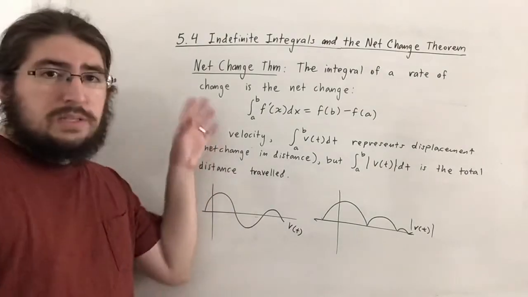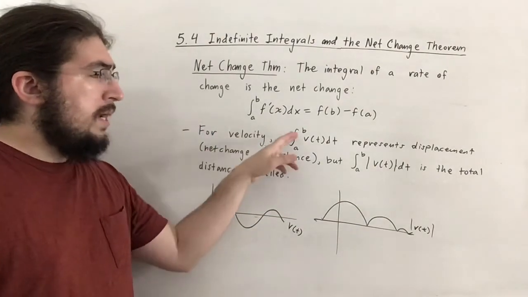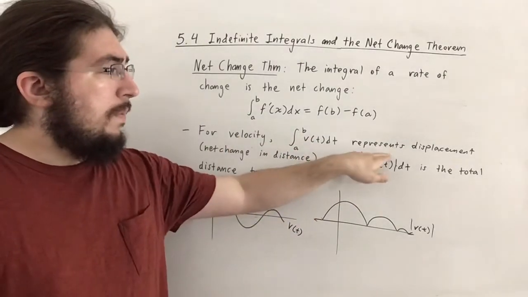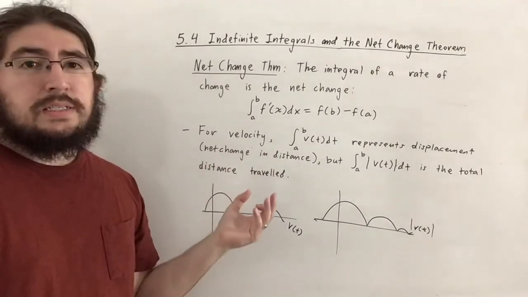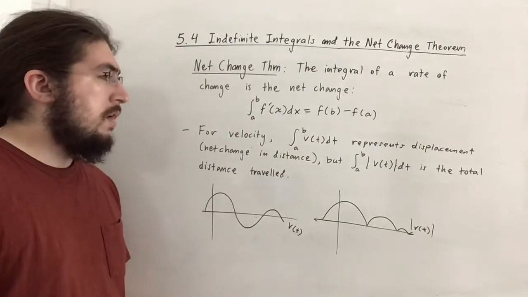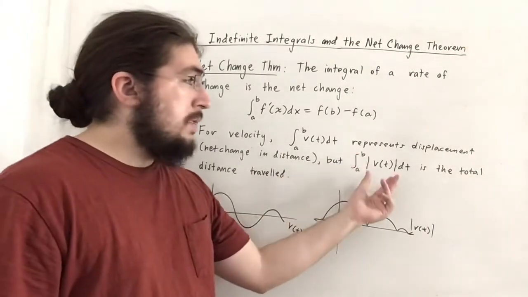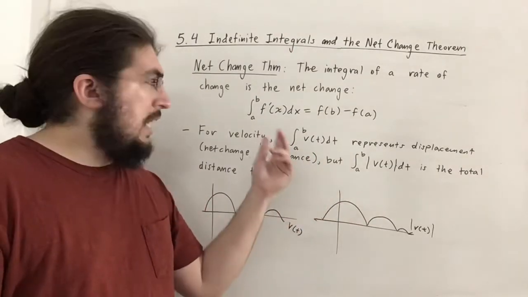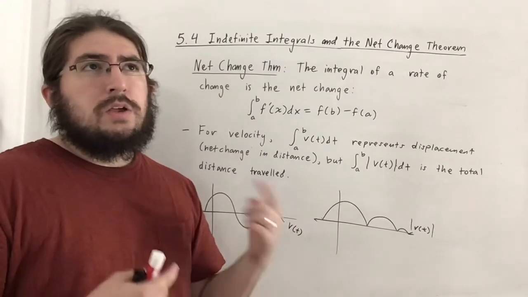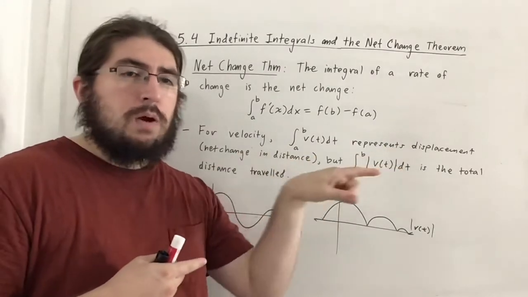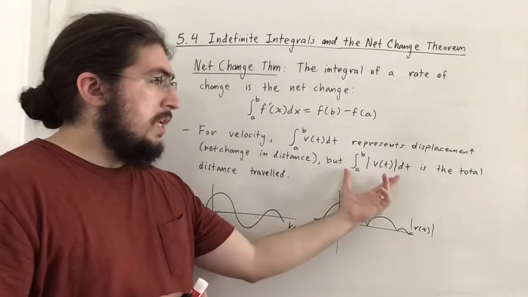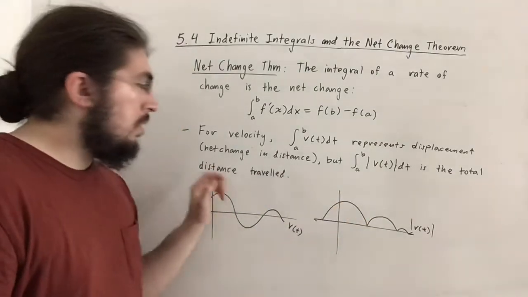Now for velocity, this is a very particular instance, the integral from a to b of v of t, where that's a velocity function of t, dt, represents displacement, which is net change in position. So this would literally be delta x if you are into physics and you've seen that before. But the integral from a to b of the absolute value of v of t, notice velocity could be positive or negative, that depends on direction. But for absolute value, you're changing things so that you're only going one way and not going back and forth. So you're actually tracking the total distance you've traveled. So the integral of the absolute value of velocity would be the total distance traveled.